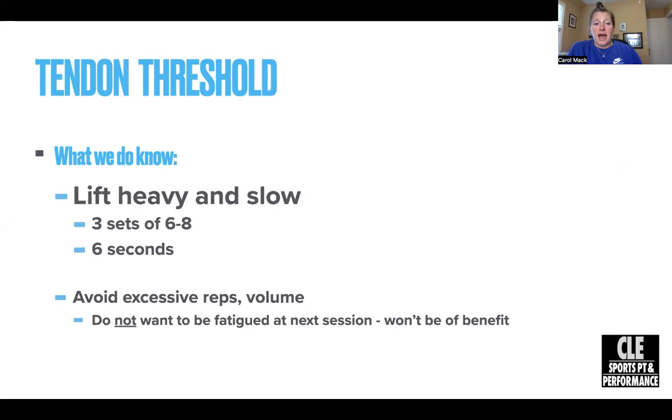So what we do know now is lifting heavy and lifting slow. Having reps that last even 6 seconds, and doing sets in the range of 6 to 8. This is not sets of 12 to 15 of a fast movement. This is trying to lift heavy and slow. The other thing we want to make sure we do is avoid excessive reps, as I mentioned. We're not doing sets of 15 or something like that.